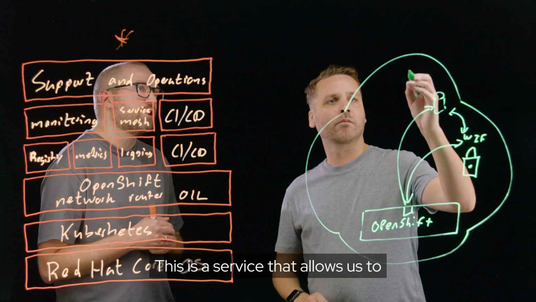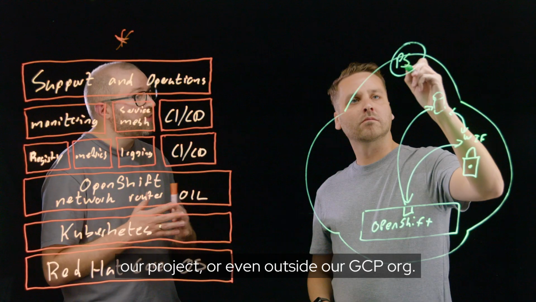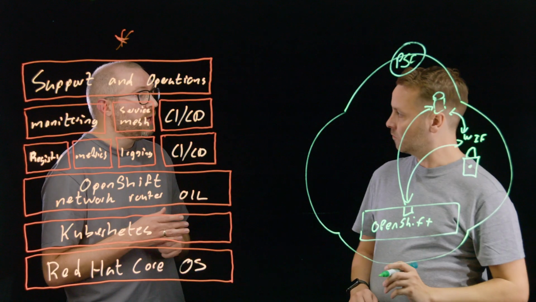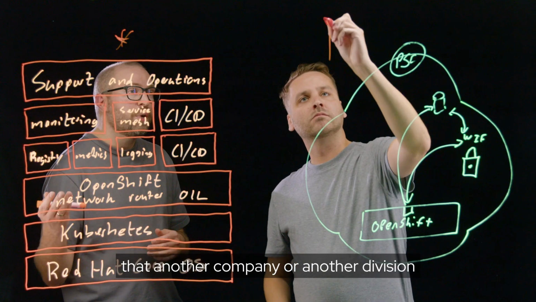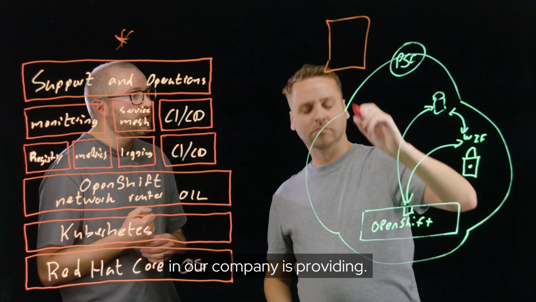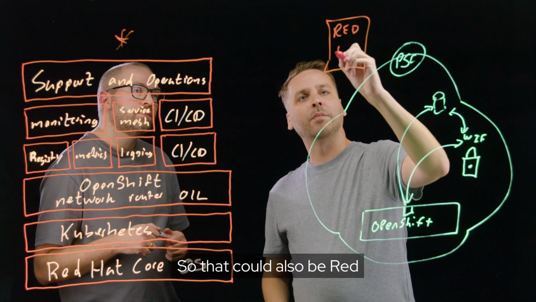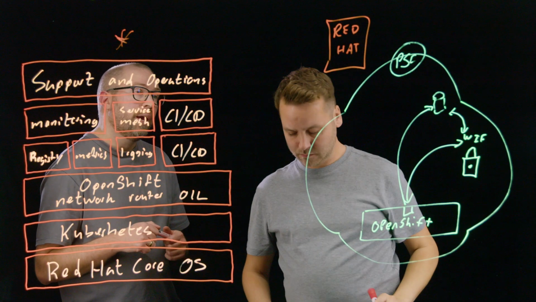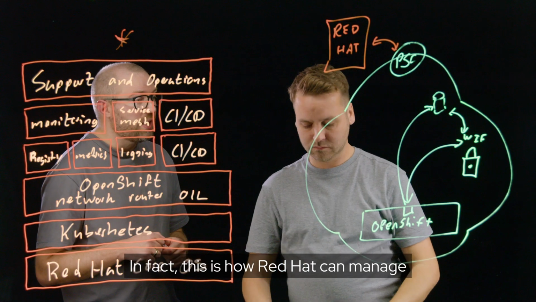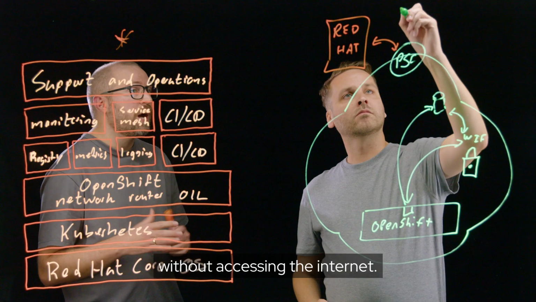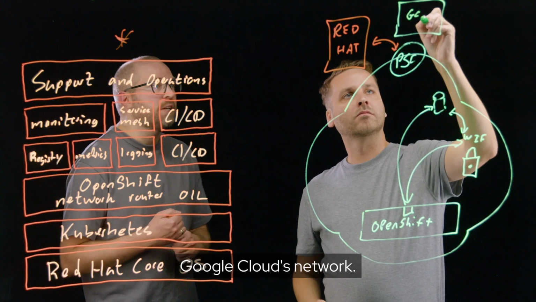Okay. This is a service that allows us to connect to services outside our project or even outside our GCP org. It can be, for example, Cloud SQL or a service that another company or another division in our company is providing. So that could also be Red Hat services, for example. Exactly. In fact, this is how Red Hat can manage your cluster in a private way without accessing the internet. It all happens inside Google Cloud's network.